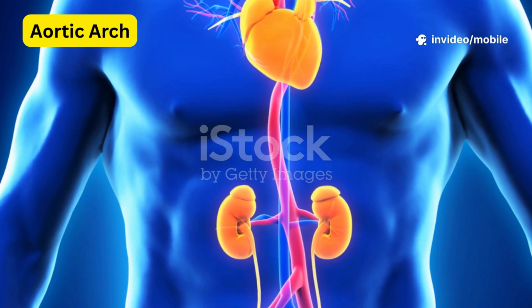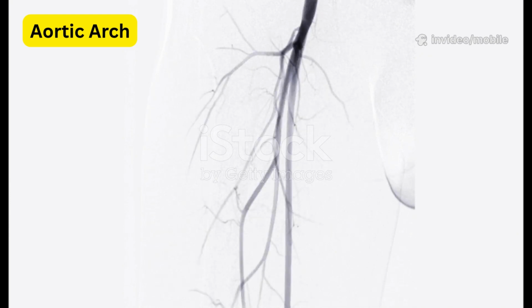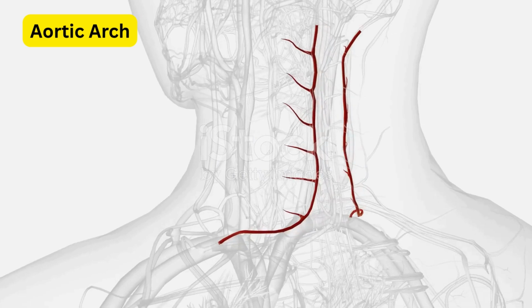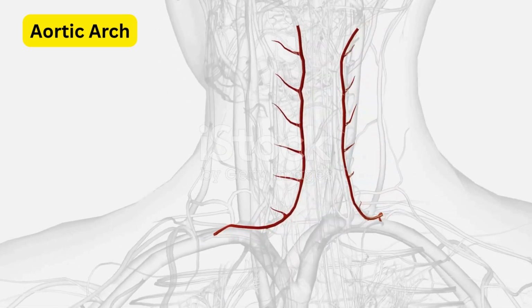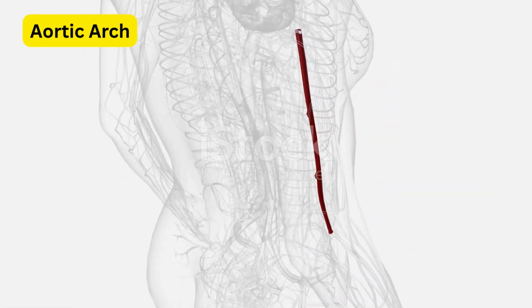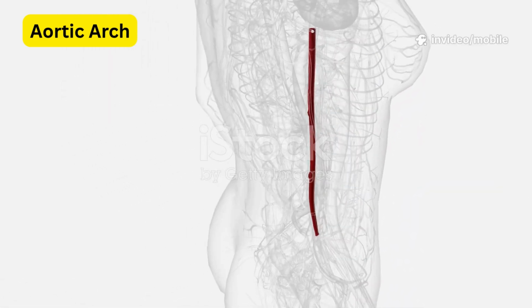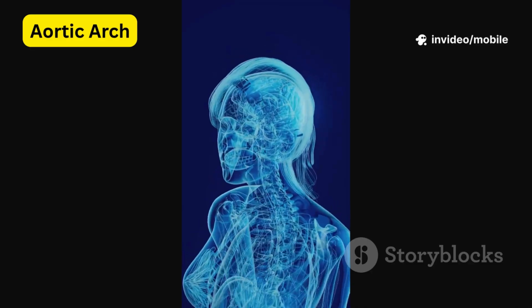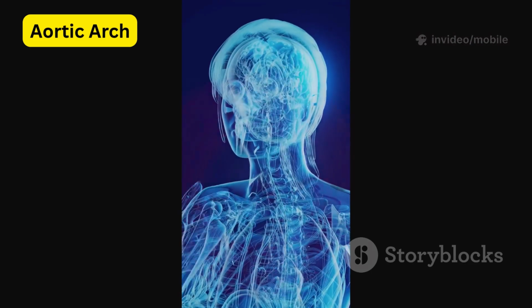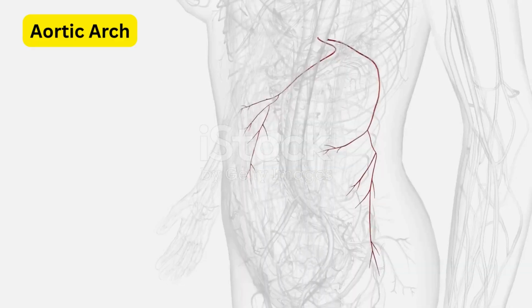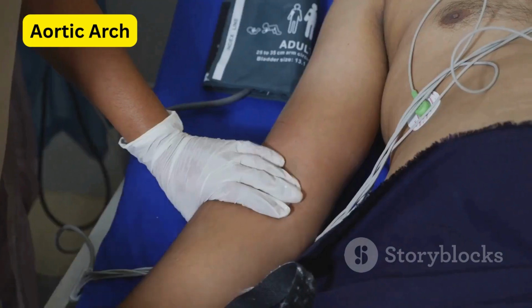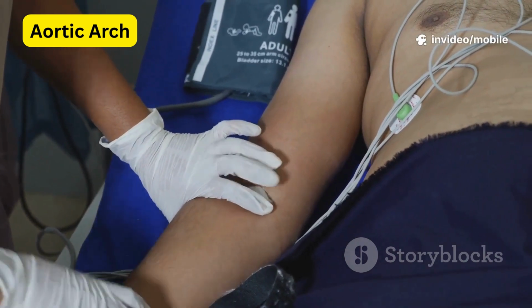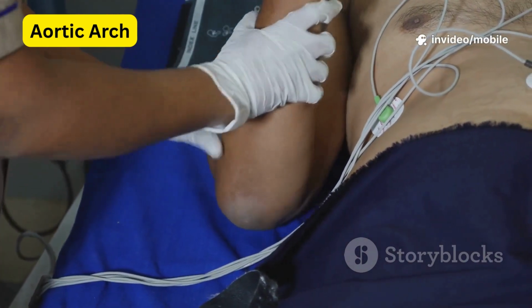brachiocephalic trunk or innominate artery. This is the first and largest branch. It is short and immediately bifurcates, splits, into 2 arteries. Right common carotid artery supplies the right side of the head and neck. Right subclavian artery supplies the right arm. Left common carotid artery. This is the second branch and travels superiorly to supply the left side of the head and neck. Left subclavian artery. This is the third and final branch which extends laterally to supply the left arm.